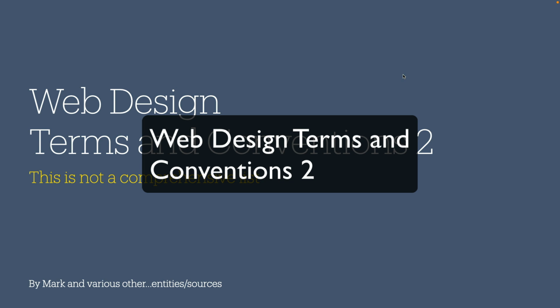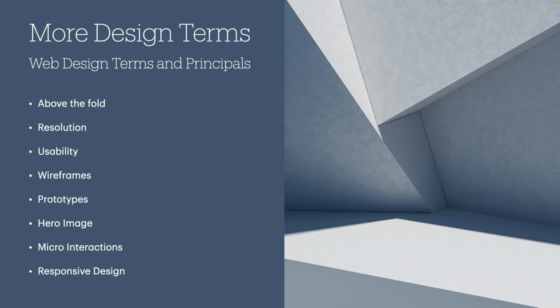All right, hello again. So now we're going to look at even more web design terms and conventions and words and concepts and stuff like that. So, yeah, it'll be so much fun. You'll see. So here's some of the things we're going to look at. Talk about above the fold, resolution, usability, wireframes, prototypes, hero image, micro interactions, responsive design. What is all that stuff?